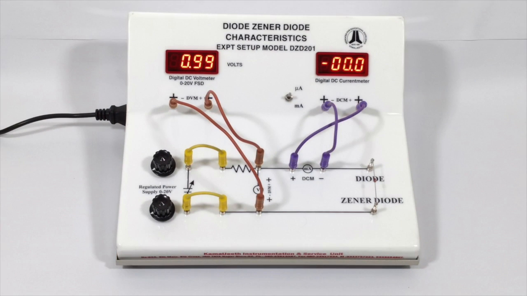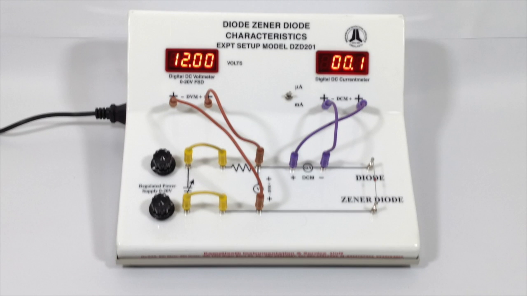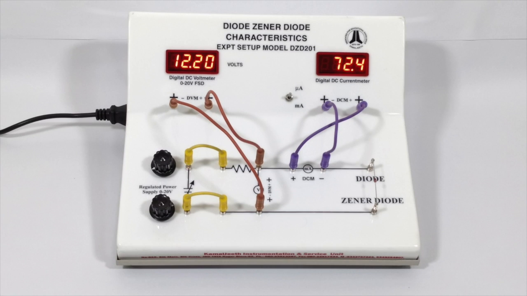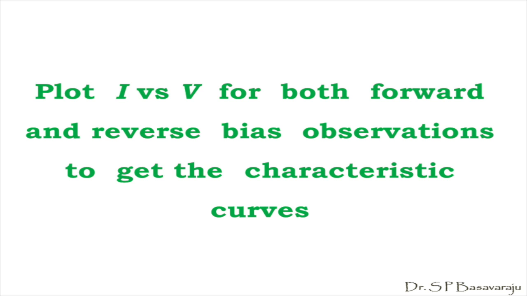Now vary the voltage in steps of 1 volt from 0 and note down V and I. The current remains 0 till the voltage reaches the Zener voltage value for the Zener diode. Let us say at around 12 volts, the current suddenly starts rising from 0. That means 12 volts is the Zener or breakdown voltage. Then by plotting the I versus V for both the cases in the graph, you get the characteristic curves for the Zener diode.